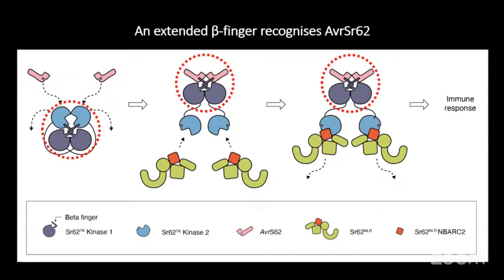And notice that this kinase 1 has these long bits, and these are called extended beta fingers. It's an extension of the beta finger in the kinase domain, and this extended beta finger is responsible for maintaining the homodimer as a complex, and it's also the bit that interacts with the effector.